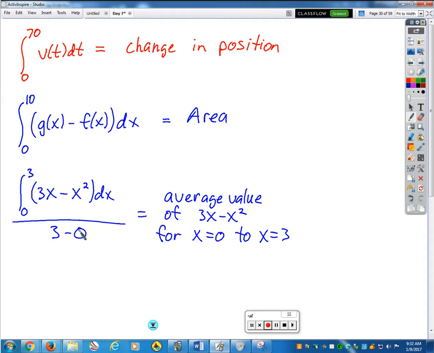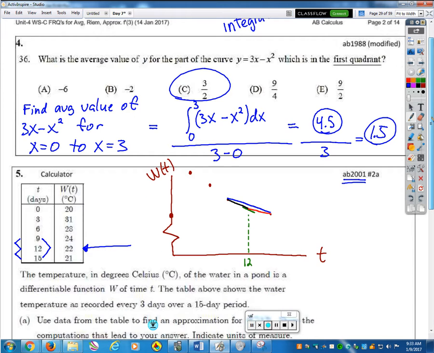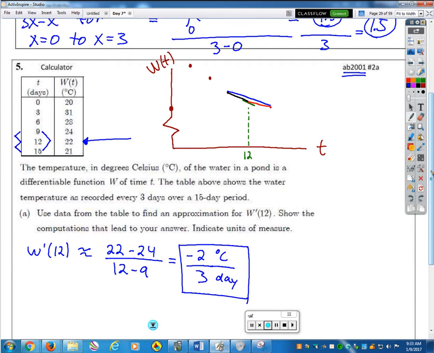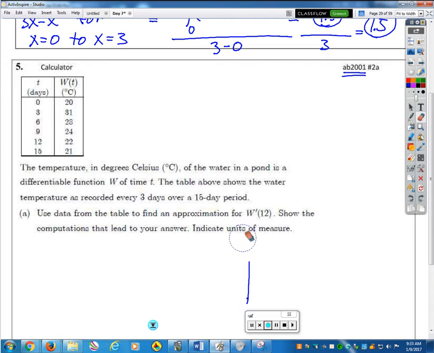So we've done number 4. We'll jump to number 5. Okay, let's erase this. Sorry, Brett. Number 5 is a review question. It's from Unit 1 and Unit 3. Number 5 is not a Unit 4 question.